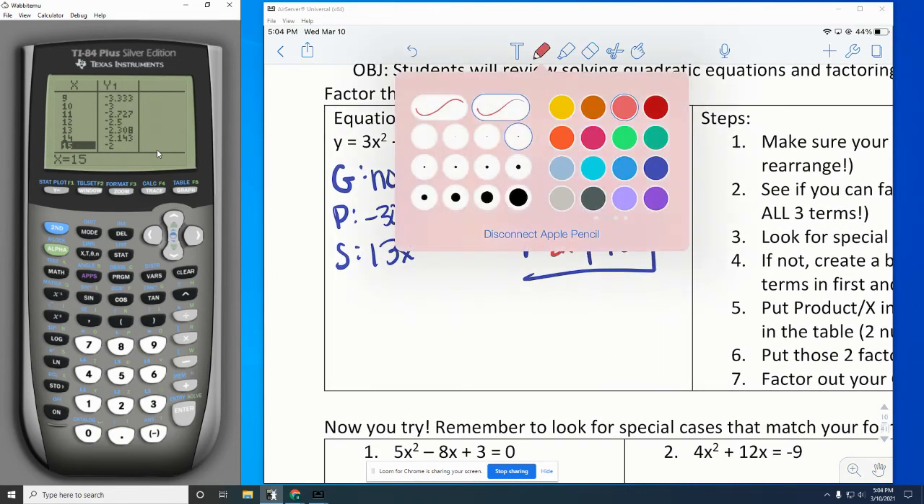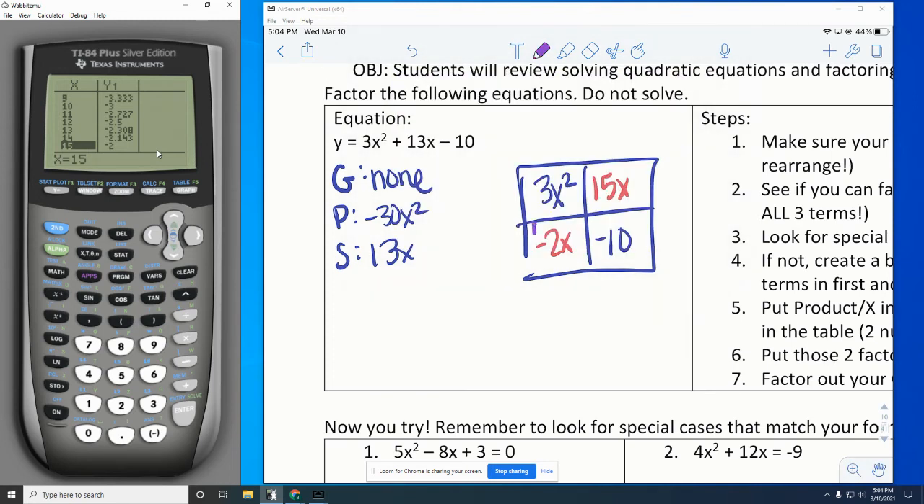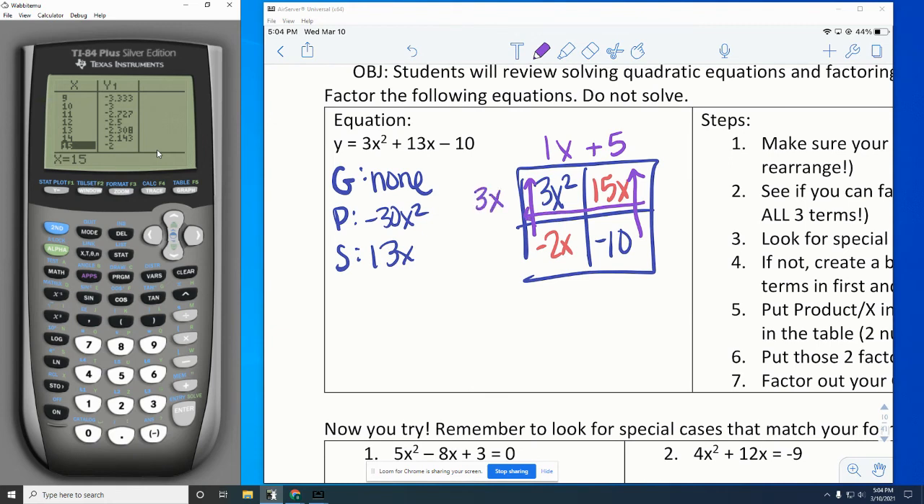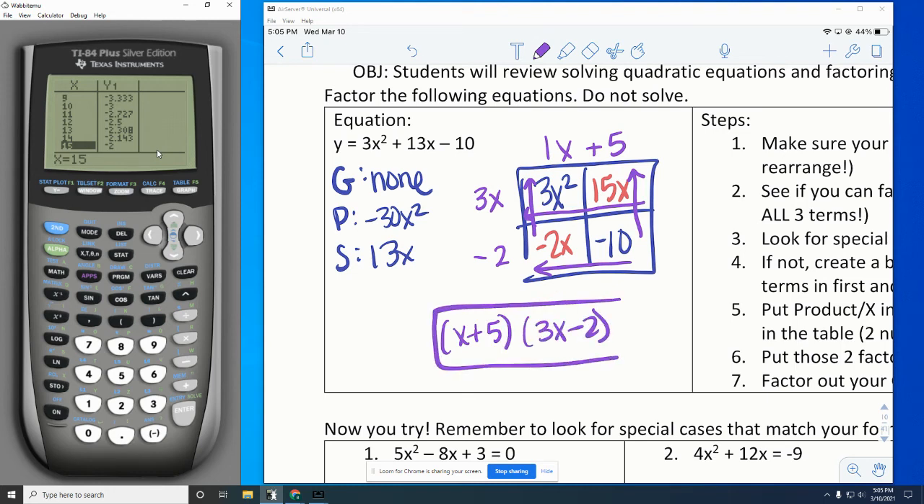So remember, when we factor out GCFs, I'm looking, sorry, let me choose a new color. I'm looking up and down. So 3x and -2 don't share any numbers. The x squared and the x's share an x. 15x and 10 share a 5. Remember, when we say share, we are talking about the biggest number you could divide out of them evenly. And then 3x squared and 15x share a 3 and an x. -2 and -10 share a -2. So my factors are x plus 5 and 3x minus 2.